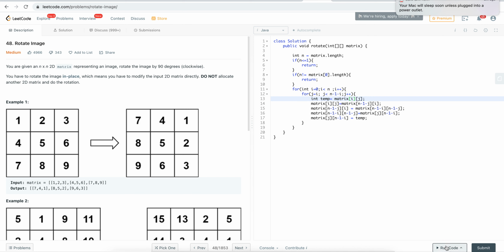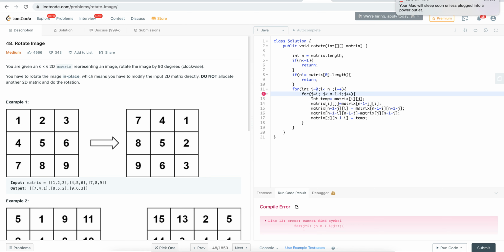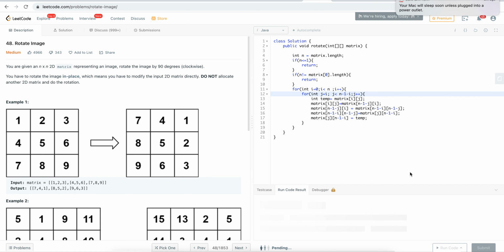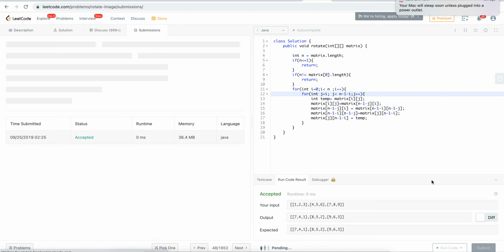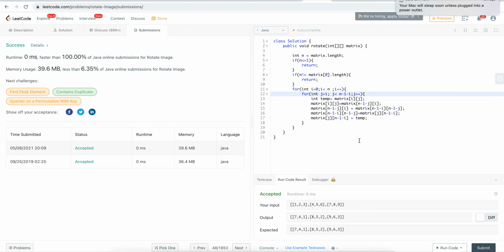So let's run the code for the basic test case. Okay, j is not initialized, my mistake. Oh, this is accepted. Let's try to submit this code. Oh, it ran 0 ms, 100% faster. Oh, that's great.